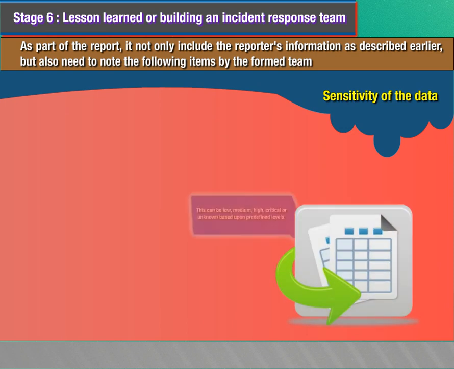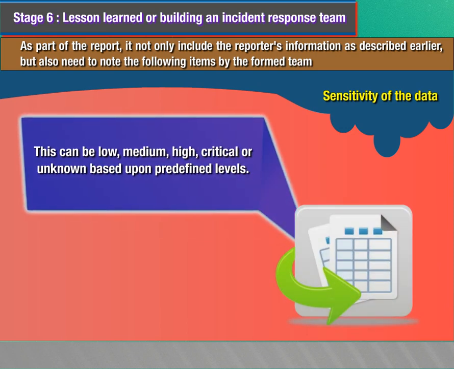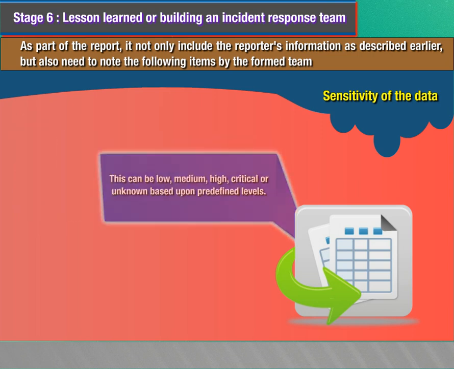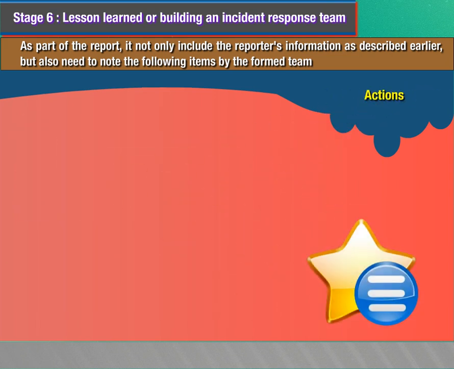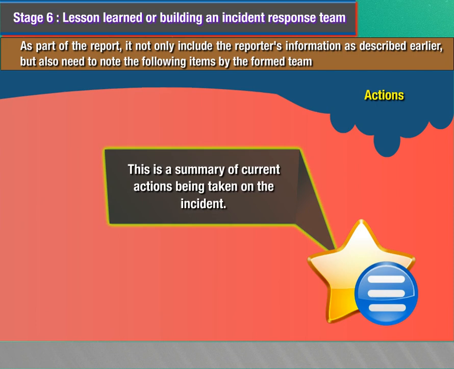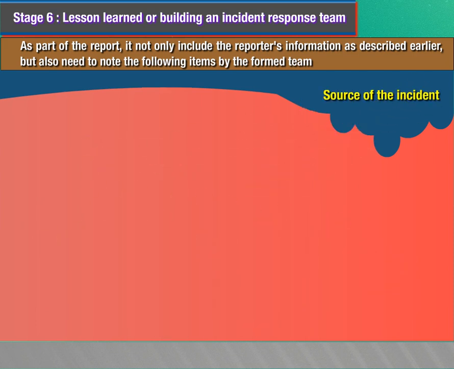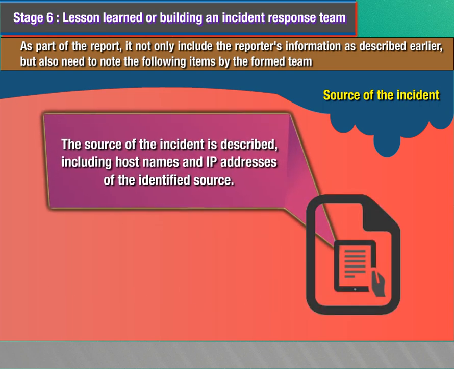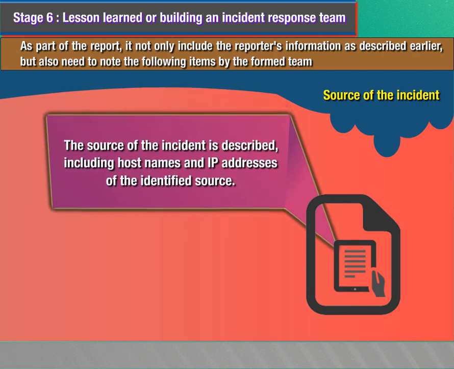Sensitivity of the data. This can be low, medium, high, critical, or unknown based upon predefined levels. Actions. This is a summary of current actions being taken on the incident. Source of the incident. The source of the incident is described, including host names and IP addresses of the identified source.